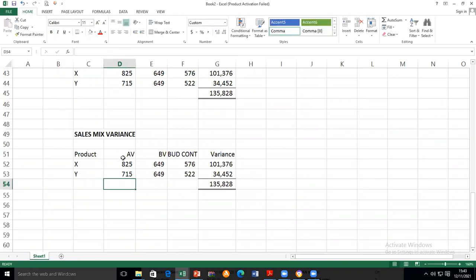Actual mix. But just before we proceed, on the contribution, somebody says, can somebody counter check? For X, I found 496. Okay, I'm coming to that.